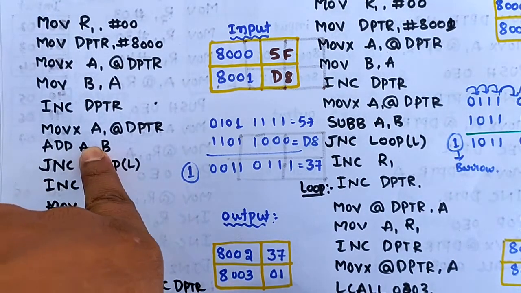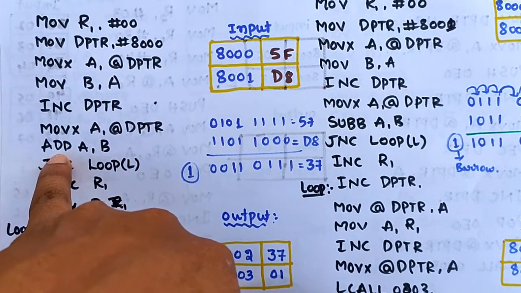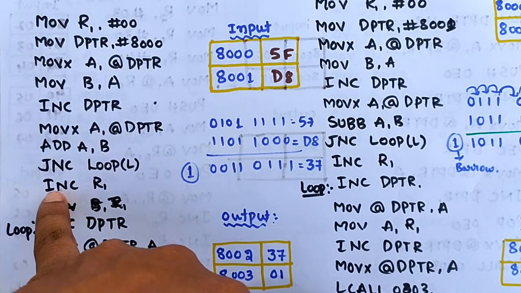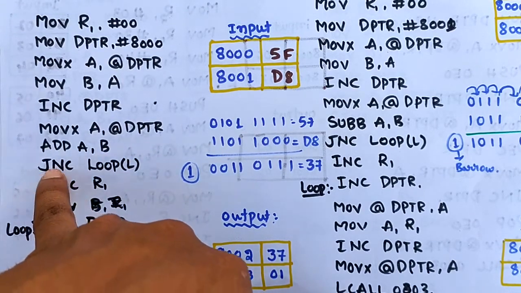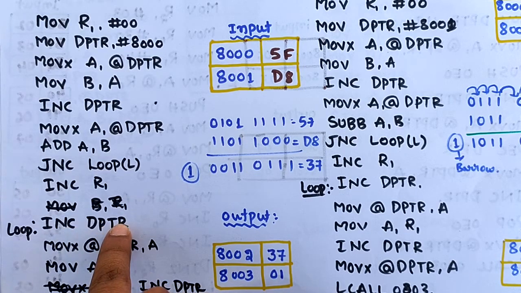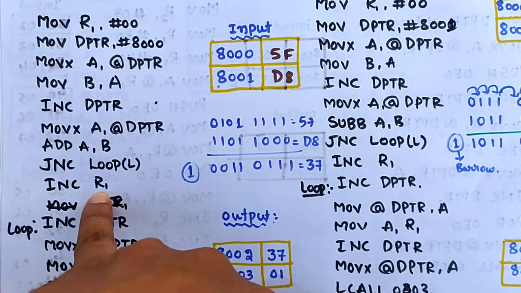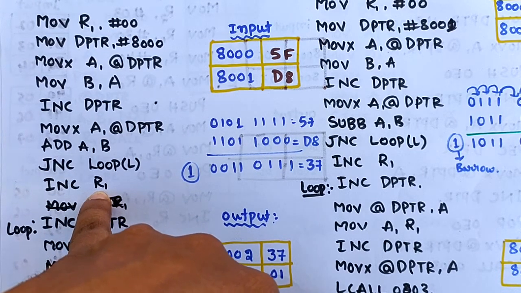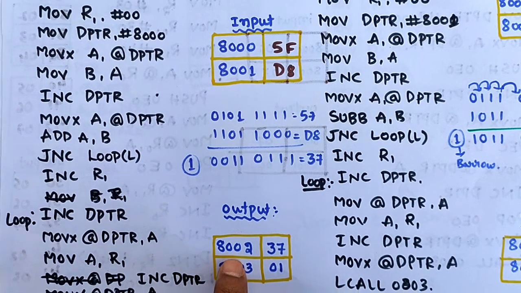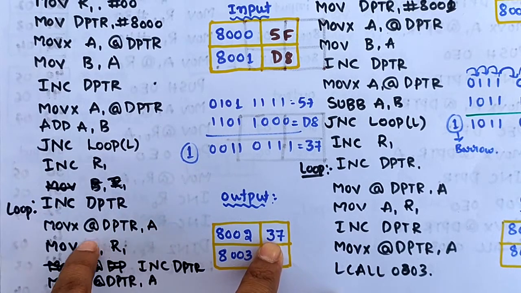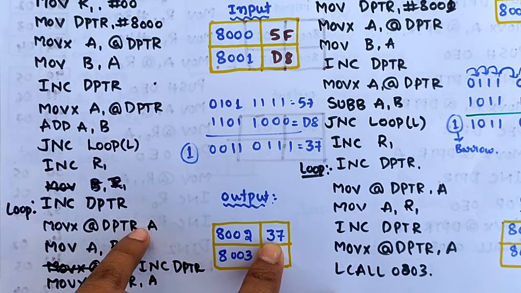So after addition, there is a possibility to get a carry. Therefore, if any carry is generated from the addition of these two, it will go to the next location. If no carry, it will jump to this instruction, that is increment DPTR. If carry is generated, then increment R1, the carry register is incremented, therefore the R1 value becomes 1. If no carry, it will come to this line of instruction, that is increment DPTR. So the DPTR pointer register address will go to 8002, and the content of the accumulator to the DPTR. That means the result of ADD A, B will be stored at the DPTR 8002 location.